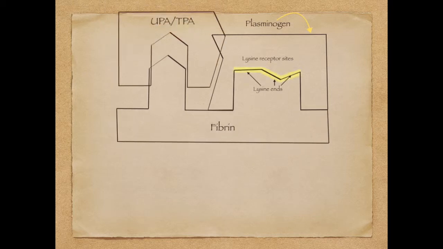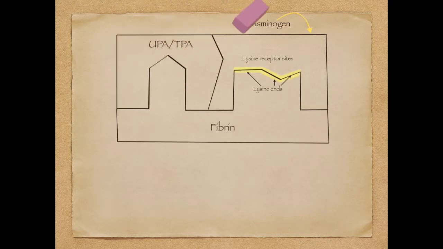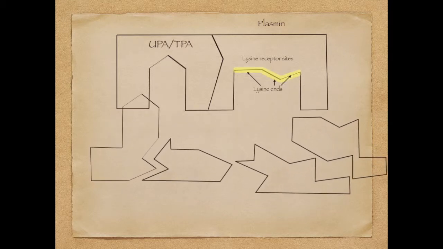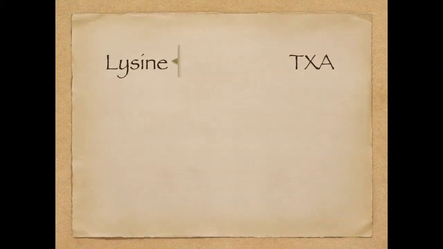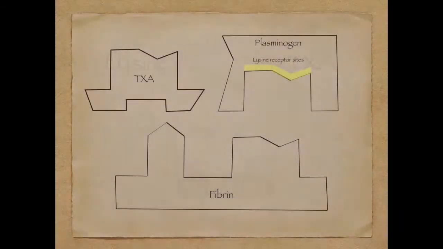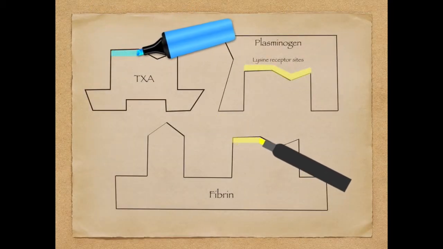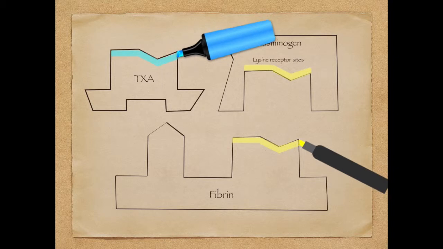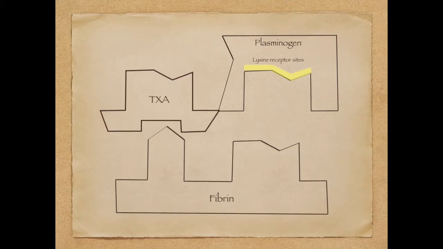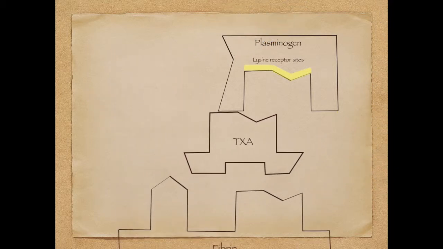Once bonded to fibrin, plasminogen is converted to plasmin by the addition of the proteins, TPA or UPA. Plasmin then degrades the fibrin by hydrolyzing its peptide bonds, therefore dissociating fibrin clots. Remember how we said TXA replicates some of lysine's properties? With a similar structure to lysine, TXA can competitively inhibit plasminogen activation by binding onto these Kringle domains.